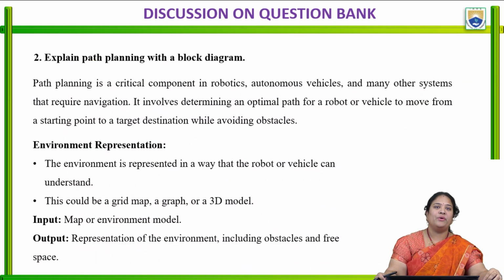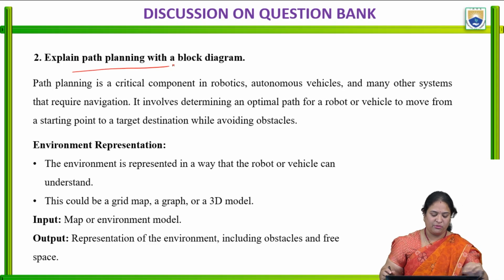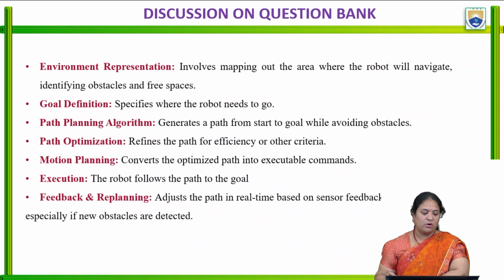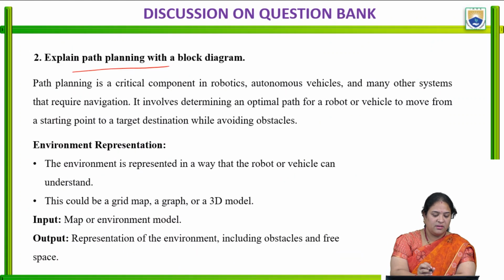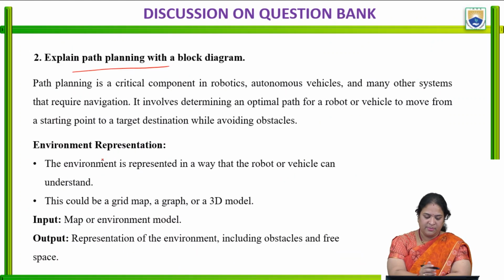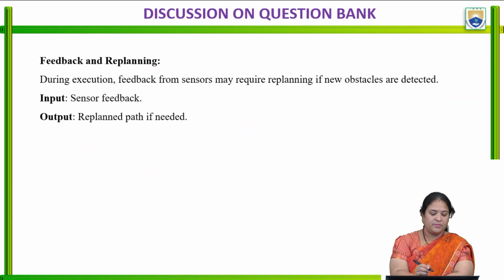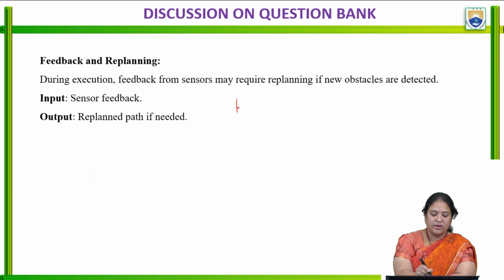Moving on to the second question: explain the path planning with a block diagram, right? Here we need to explain the path planning with the help of a block diagram. So how will we draw the block diagram for this initially? Yes, first is the environmental representation, right? First we will be drawing a block diagram.